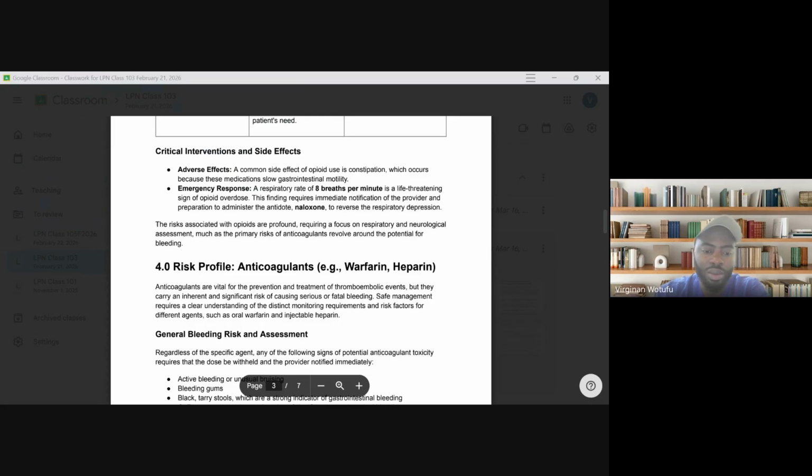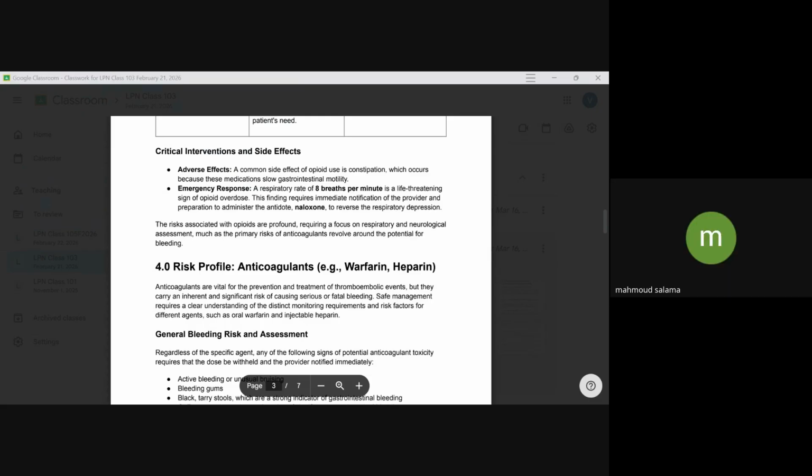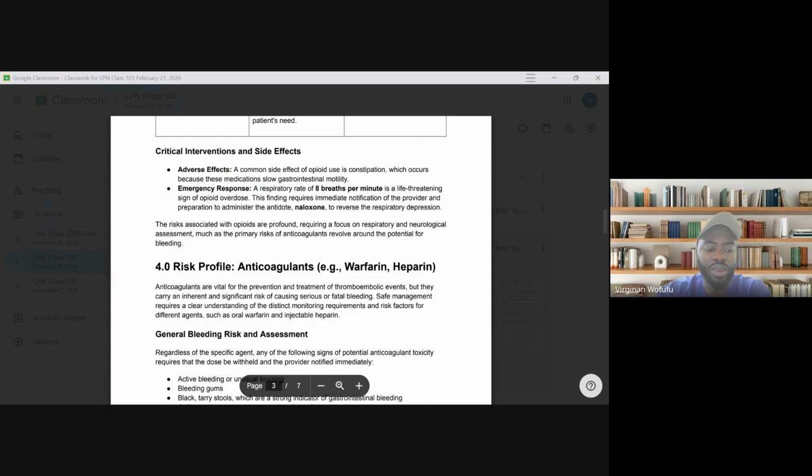So these are often given in events. When administering this medication, you need to closely monitor for signs of excessive bleeding or trauma in the patient, right? In case you give anticoagulants while the patient is bleeding, you run the risk of hemorrhage, right?